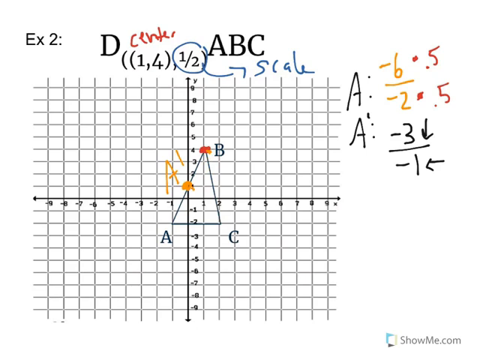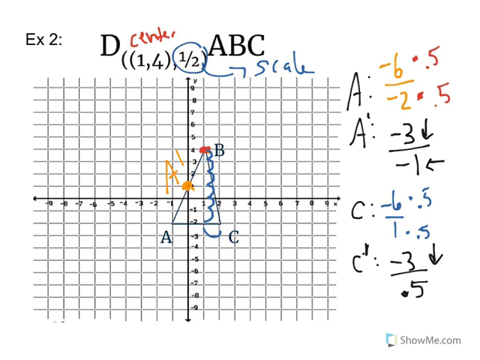Alright, so let's do C now. So our slope, our rise over our run for C, looks like we're going to go down 1, 2, 3, 4, 5, 6, to the right 1. So negative 6 over 1. Multiply them both by a half, or 0.5. So C prime, our slope will look like negative 3 over 0.5. So you're going to go down 3 and to the right 0.5.